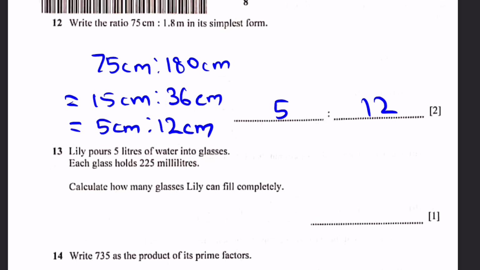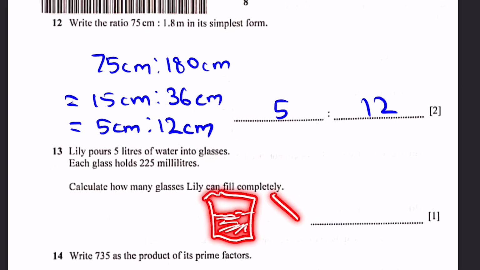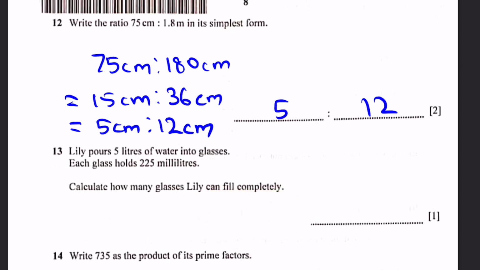Question 13. Lily pours 5 liters of water into glasses. Each glass holds 225 milliliters. Calculate how many glasses Lily can fill completely. Very important, this word. Why is it very important? Because if a glass is filled, let's say this is the glass, and it's filled only halfway to there, it's not counted if you've been given completely.